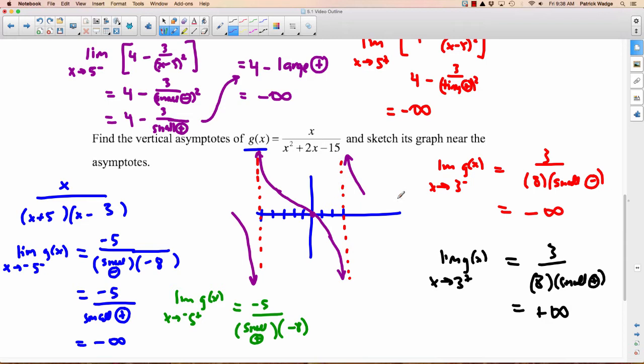This is a very important concept. We'll be doing lots more of this near the asymptote sketching later on in chapter 5, I believe.